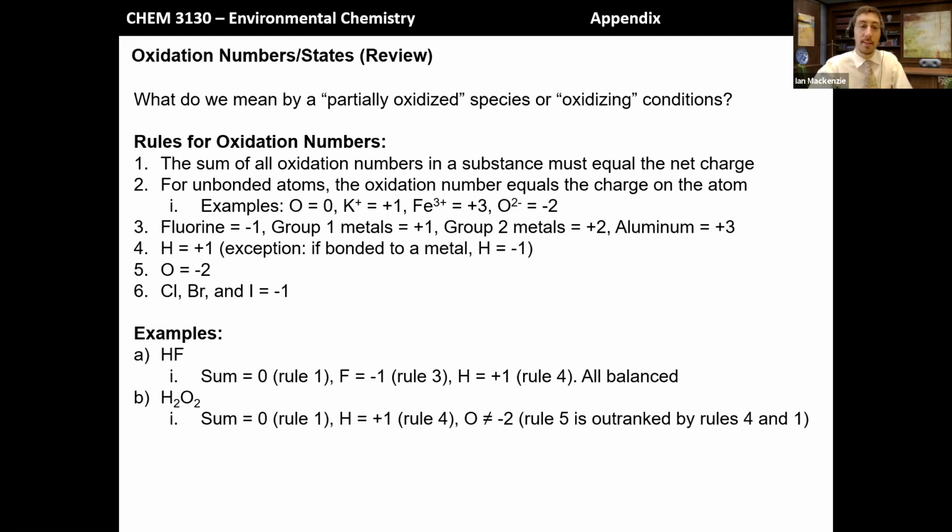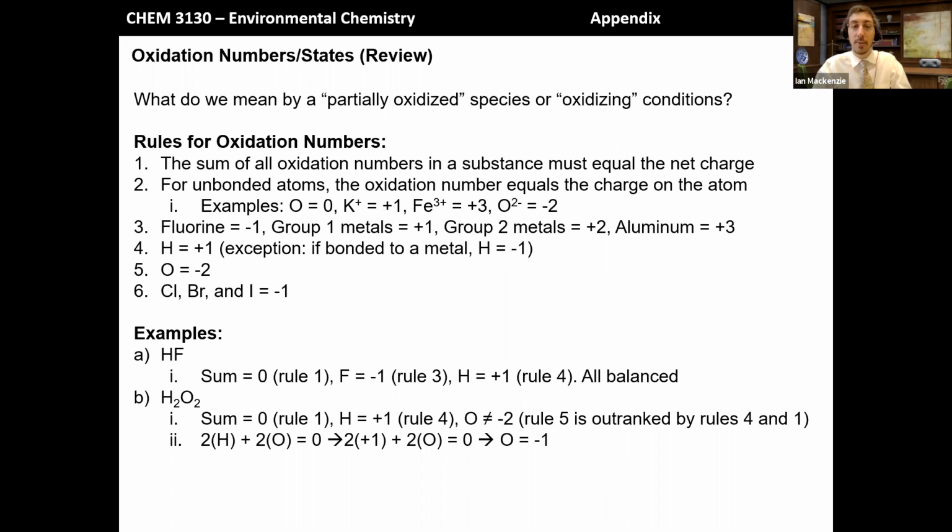According to rule number 1, the sum must still equal 0, and rule 1 always takes precedence. Then we work our way down, and rule number 4 gives us hydrogen's +1. But if I follow rule number 5 and say that oxygen is -2, I would be breaking rule number 1, because I have 2 oxygens, each with an oxidation state of -2. That would be -4. Hydrogen is only +1 each, so +2, and I would end up with a -2 charge, which is not correct. So rule number 5 is outranked by rules number 4 and number 1. Rather than -2, oxygen can only be -1 in this case. It's not a charge, it's an oxidation number. Oxygen's oxidation state is -1 in this compound.